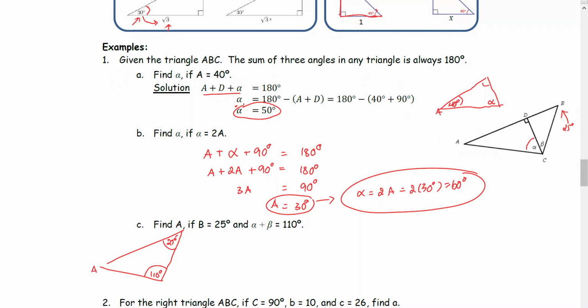And we are looking for an angle A, with the assumption that in any triangle the sum of all three angles will be 180 degrees. So A plus 110 plus 25 degrees equals 180 degrees. Or A plus 135 degrees equals 180 degrees. That will give A equals 180 minus 135, or 45 degrees as the answer.